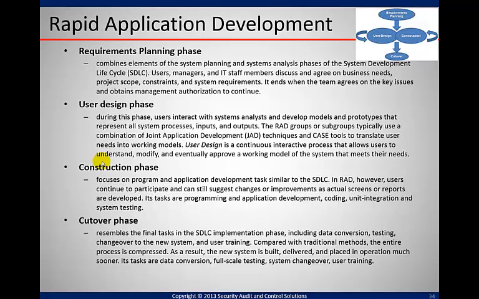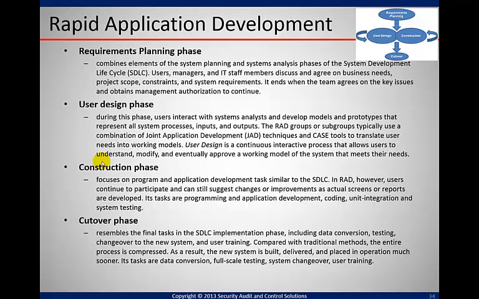The user design is a continuous interactive process that allows users to understand, modify, and eventually approve a working model of the system that meets its needs. In the next phase, the construction phase, it will focus on program and application development tasks similar to the SDLC. In RAD, however, users continue to participate and can still suggest changes or improvements as actual screens and reports are developed. Its tasks are programming and application development, coding, unit integration, and system testing.